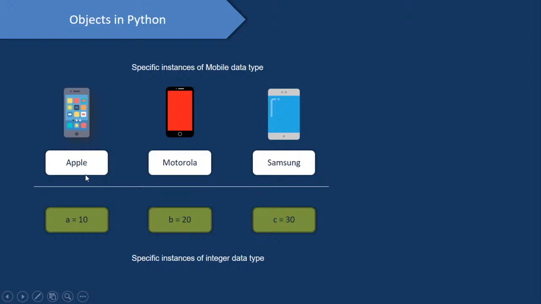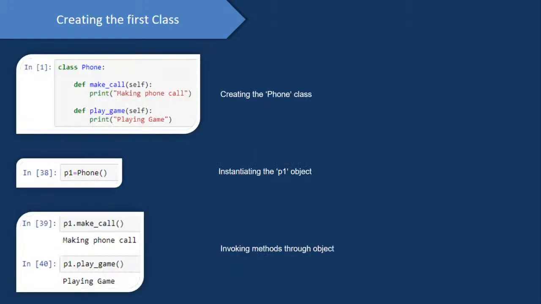So you have an Apple object, a Motorola object, and a Samsung object. Similarly, if you would want to relate this in Python, as you see over here, A, B, C are the data types, and you are assigning the value 10 to A, 20 to B, and 30 to C. So similarly, for the data type mobile, we are creating objects. So we have the Apple object for the class mobile. Similarly, we have the Motorola object for this class, and also we have the Samsung object for this class. So this is all about the basics of classes and objects.